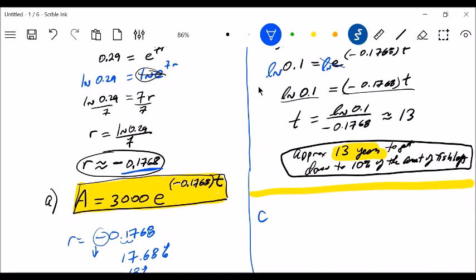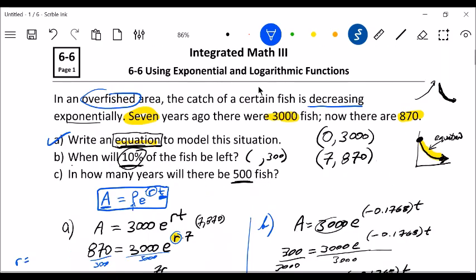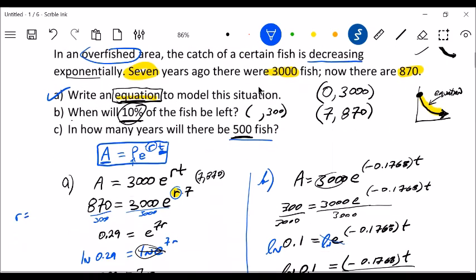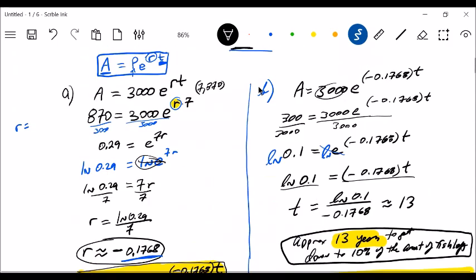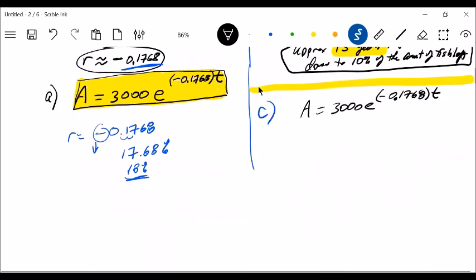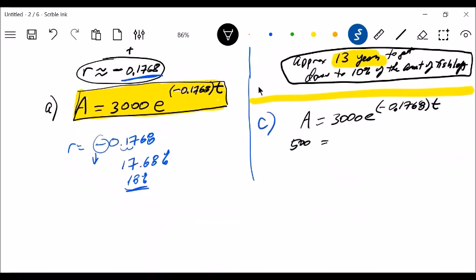Now let's take a look at the next part, C. C is in how many years will there be 500 fish? Let's take the formula again. The amount is equal to 3,000 e negative 0.1768 t. We want to know when the amount is 500 fish. That makes this almost the same kind of problem as the last one.